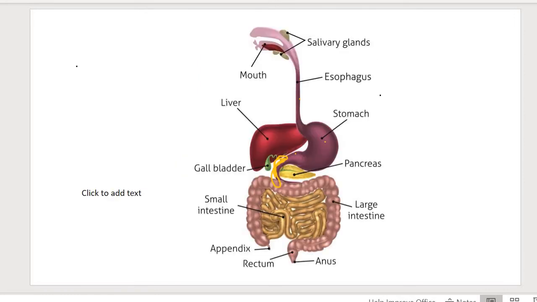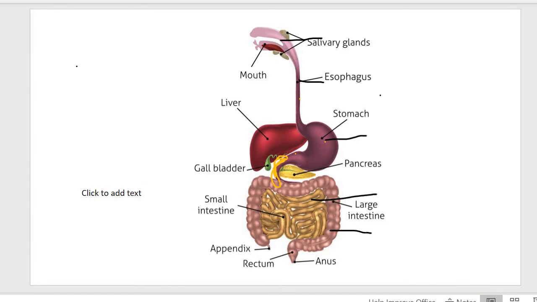In last session, we have already discussed the diagram of digestive system as well as alimentary canal. We have discussed the difference between alimentary canal and digestive system. Alimentary canal includes mouth, esophagus, stomach, small intestine and large intestine.